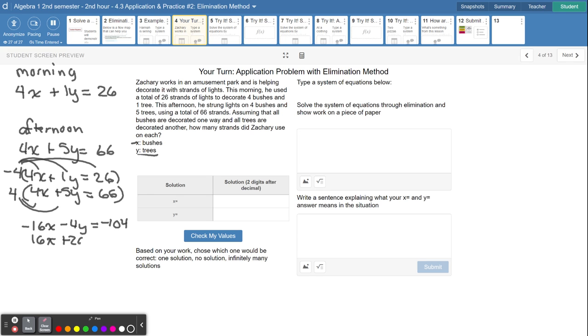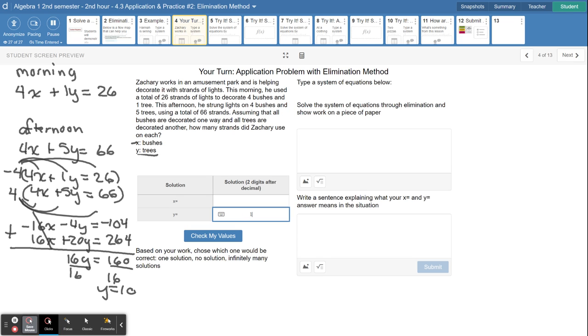This gets you 20y. And then 4 times 66, 264. Add them up. Goes away. We're left with 16y equals 160. We're going to divide by 16 because it's a 1-step. So go back to the question. We know that Zachary used 10 strands of lights for the trees, and now we have to find the bushes.